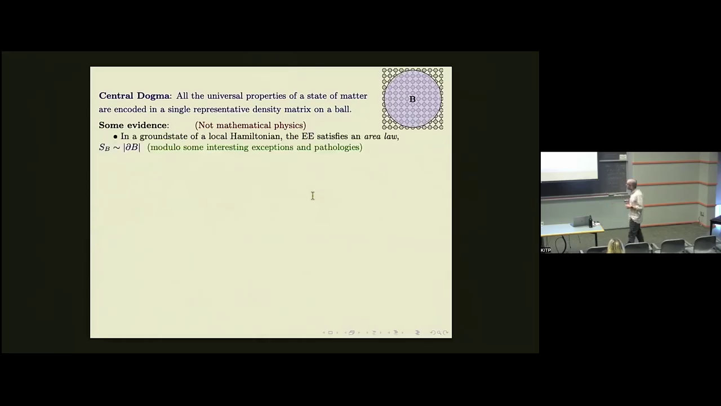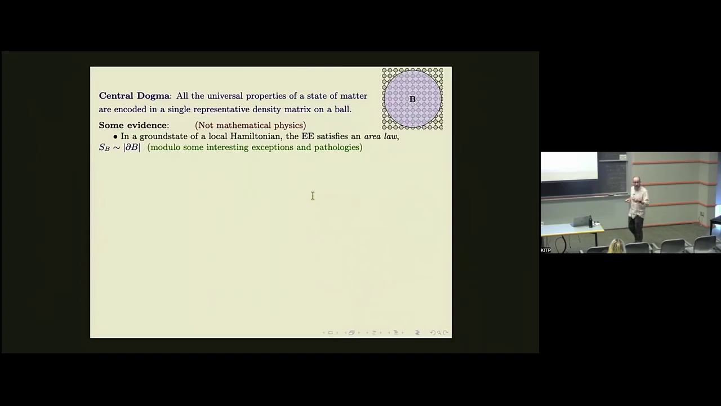So first of all, notice I haven't said anything about a Hamiltonian so far, but if we do have a local Hamiltonian, then consider the ground state. One thing we can do with the density matrix of this ball is compute its von Neumann entropy, the entanglement entropy between the ball and its complement. And the expectation is that in the ground state of a local Hamiltonian, this entanglement entropy will satisfy an area law, right? Basically, the local Hamiltonian encourages the degrees of freedom to be entangled with their neighbors and not with something far away. Something in the middle of the ball is not entangled with something far away, directly. Okay, of course there are some exceptions to this statement.